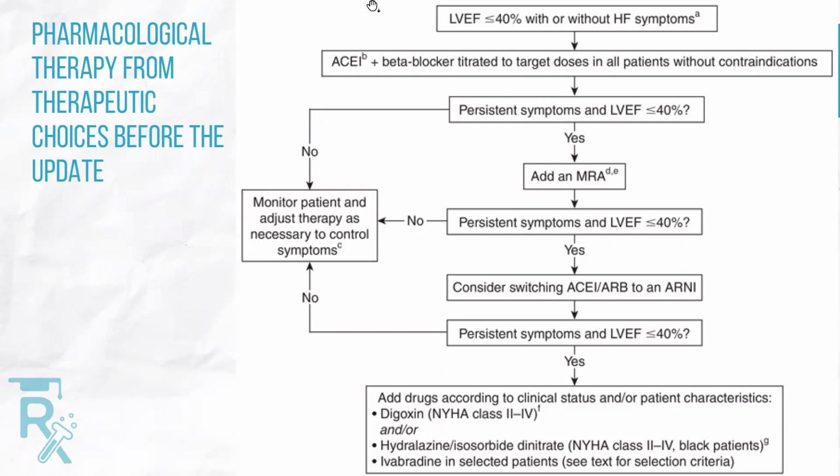So the patient to whom I added ivabradine and switched from ACE to ARNI, if the patient still has symptoms and the ejection fraction is now 35% or less, it means that the medication is not working. At that point, a surgical procedure will be considered, but it's not our scope now.